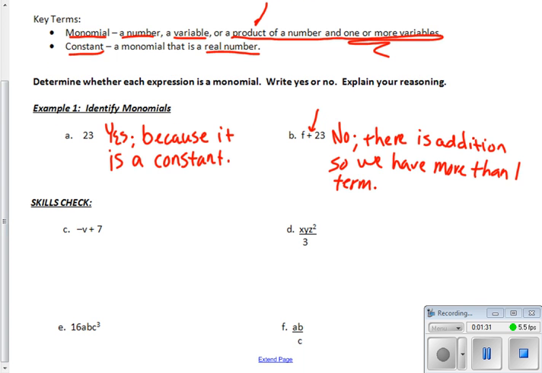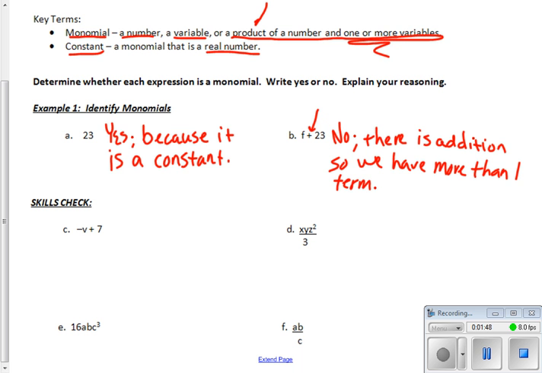Down below, I'm going to let you go ahead and go through these. You need to determine if they're monomials or not, and then go ahead and list your reasoning. So you can pause the video here and give it a shot. I will let you know that D and F will be a little bit tricky for you.